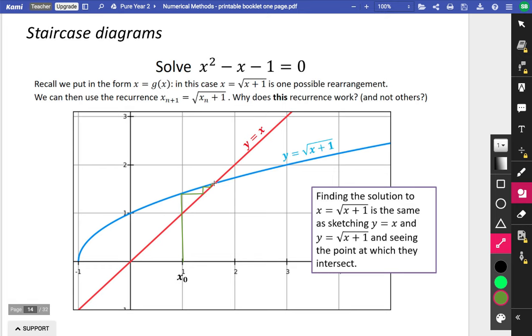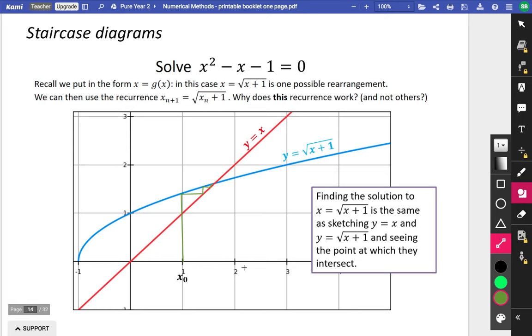That's the repeated position. The lines going up mean substituting into this part, the right hand side of the formula. Going across is the thing that takes the output, the y coordinate, and changes it to an input. That's what y equals x is actually doing for us here. So this is an example of a staircase, and it converges to the root.